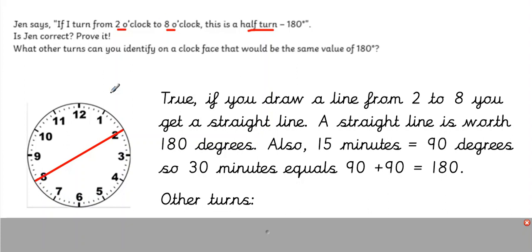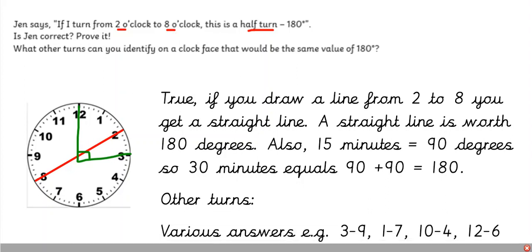So let's just prove that 15 minutes equals a right angle. Okay, can you see there how that's a right angle? So every 15 minutes is a right angle. So other turns that you might want to make, there's lots of answers. So for example, you might go from 3 to 9. You might go from 1 to 7, you might go from 10 to 4, you might go from 12 to 6, you might go from 11 to 5, okay? So well done if you got any of those.